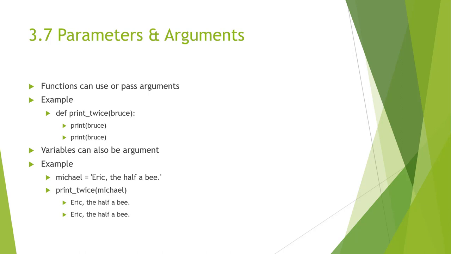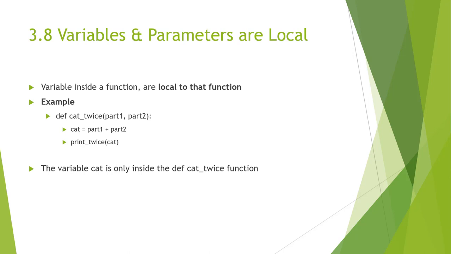Inside the function, the arguments are assigned to a variable, which is called a parameter, and the parameters are local to that function. They're not available throughout the entire program. The parameters are only declared and working inside a function. Variables inside a function are local.